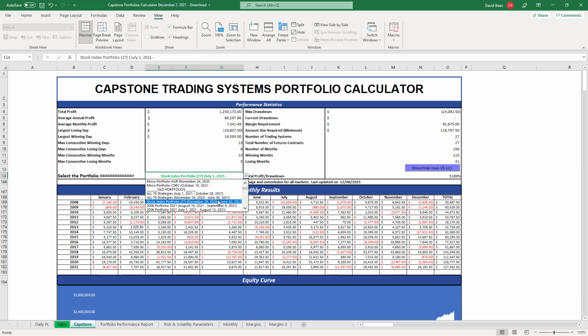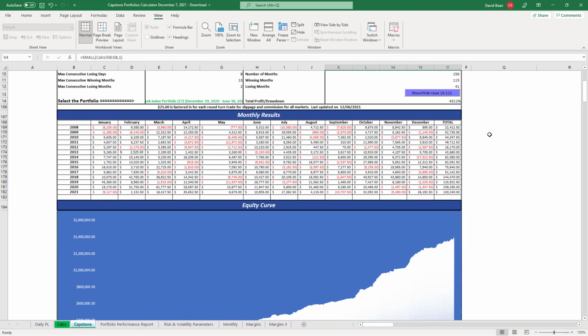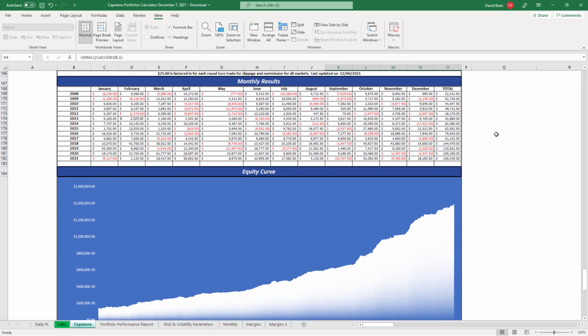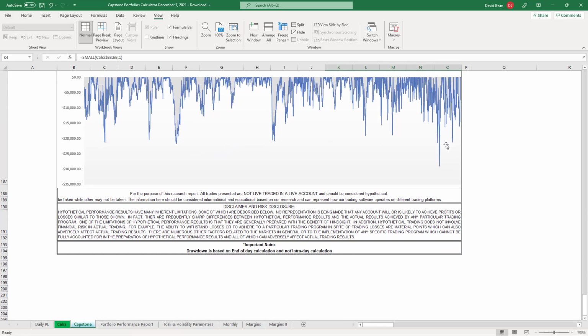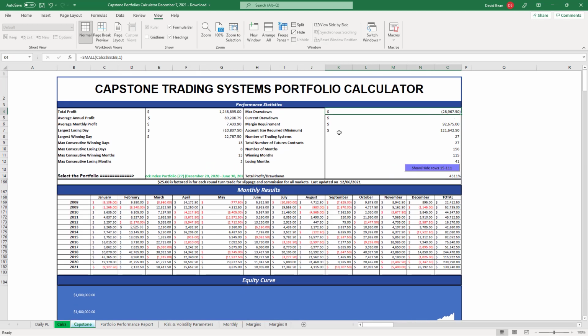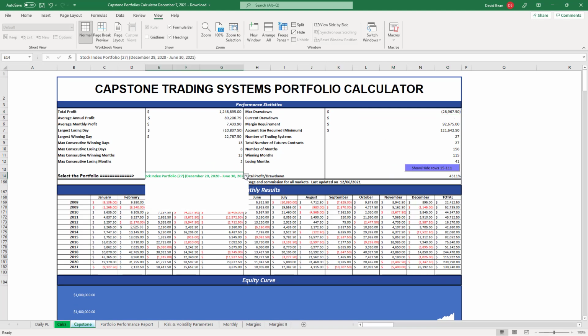Stock index portfolio 27, December 29th through June 30th of this year. And it had a 28,967. That was changed just by changing our AT2020 custom session. And you can see the results here. So strong performance of the stock indexes.